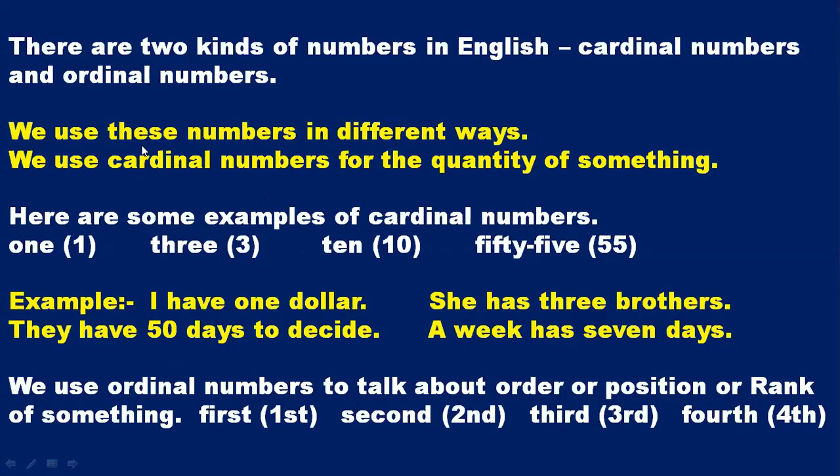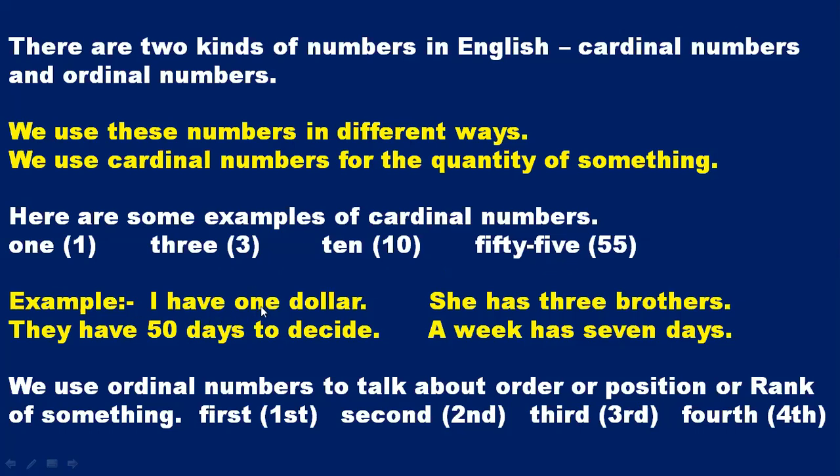The very first thing to learn here: there are two kinds of numbers in English. First is the cardinal number, second is the ordinal number, right? Next, we use these numbers in different ways. We use the cardinal number for the quantity of something, which means we are just measuring the quantity of something, like 1 ton, 3 ton, 5 kg, 10 kg, 55.